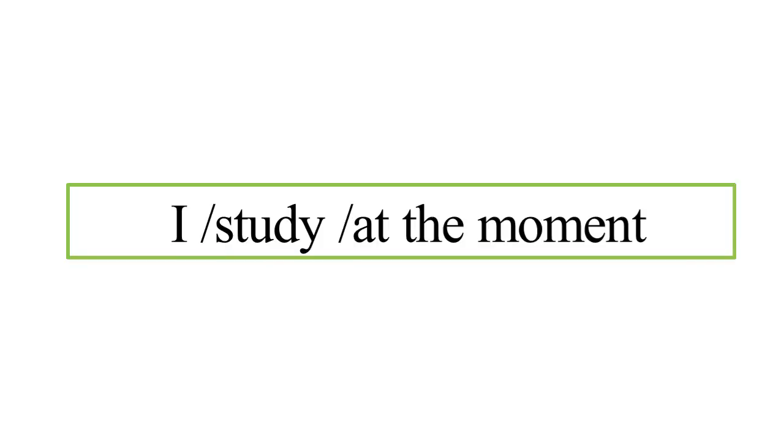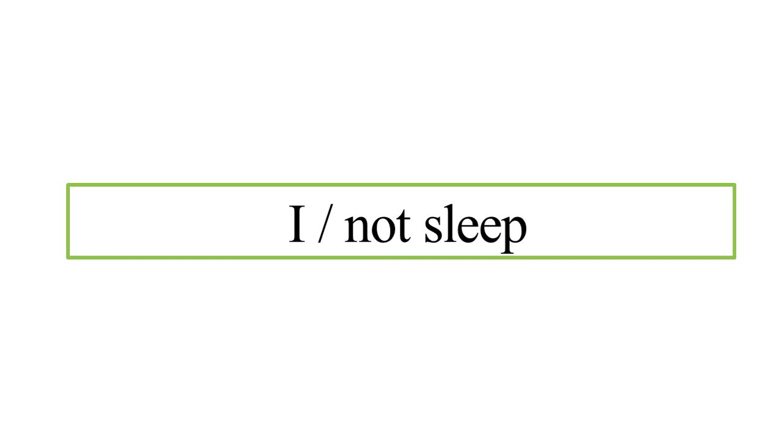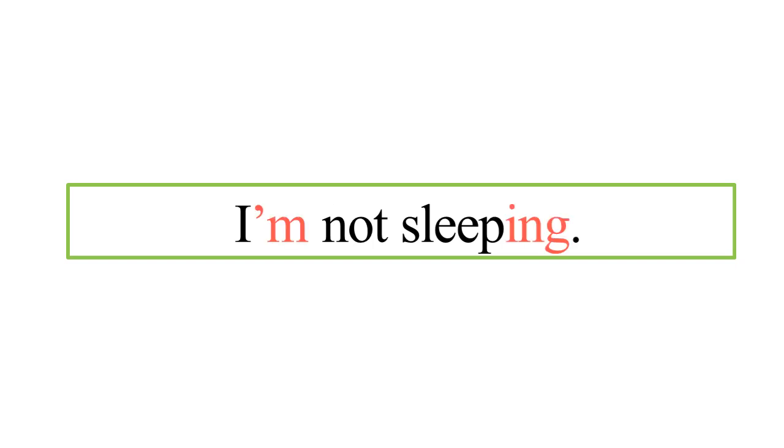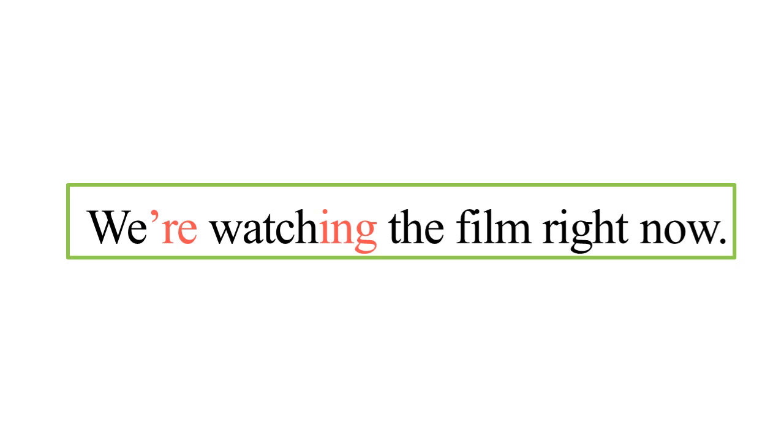So let's start. And the first group of words is I study at the moment. Pause the video and make a present continuous tense sentence, please. Okay, I hope you've made that sentence. Now it's time to check, and that is I'm studying at the moment. The next group of words, that is I not sleep. Pause the video and make a sentence. Time to check, that is I'm not sleeping. Okay, the next words are we watch the film right now. Make the sentence, please. And now it's time to check, and that is we're watching the film right now.